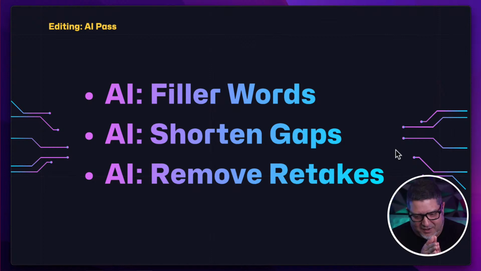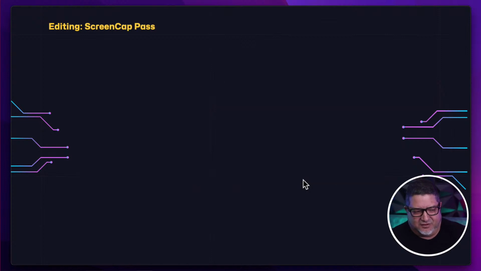So the AI will automatically look for all the places where I repeated myself. It'll pick the last one, I think it's usually the last one, and then it'll delete all the other ones and give you an edit that has all that done. That used to take me a long time. So between the filler words, the shorten gaps, and the remove retakes, all of which are AI features, it just gets me to meaningful editing a lot faster.